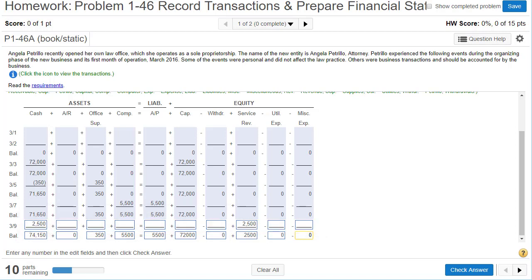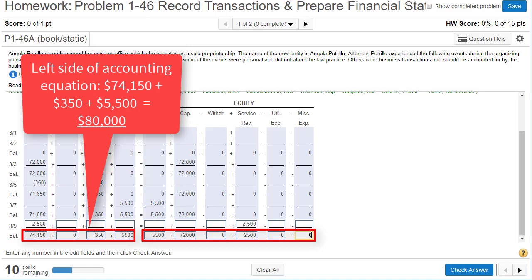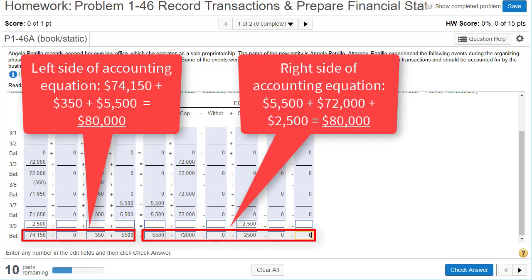So before we check answer, we should double check that the left side of the accounting equation, assets, equals the right side, liabilities plus equity. And they are equal.